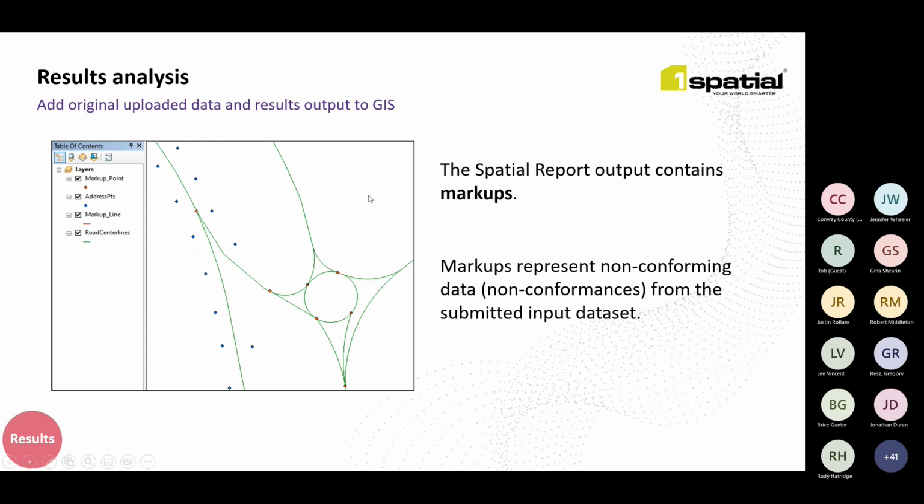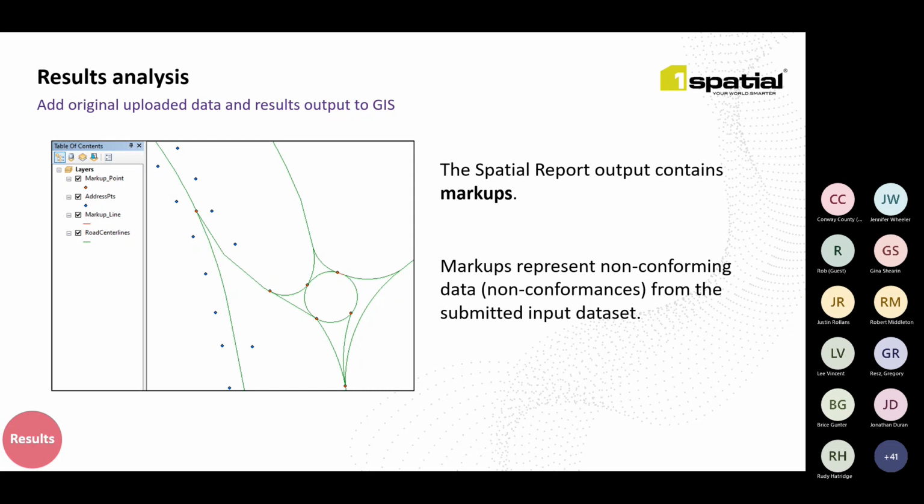But you'll see in that spatial report are outputs called markups. So you see markup point, markup line, markup area, markup summary. If I submit address points, I'm actually only going to see markup points because it can't create a line from points or an area from points unless we're doing a cross feature validation. But I only have points that I submitted, so I only have markup points as an output and a markup summary table.